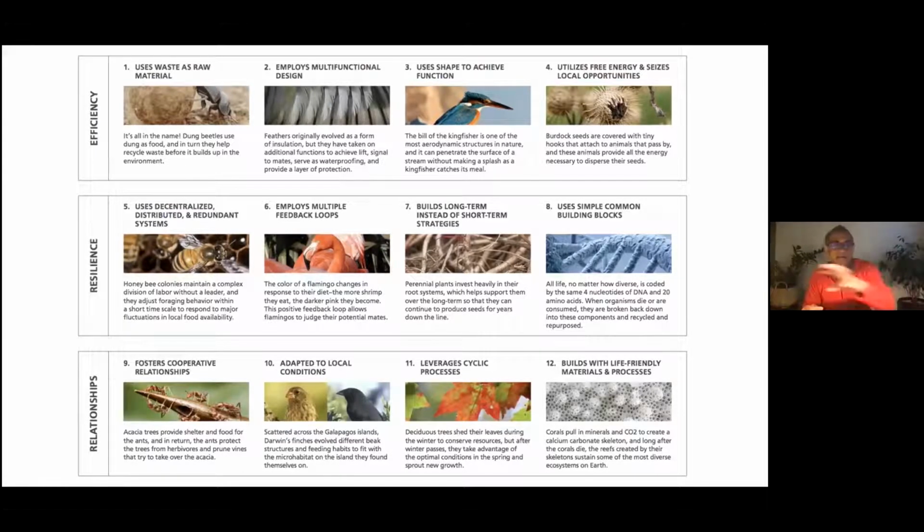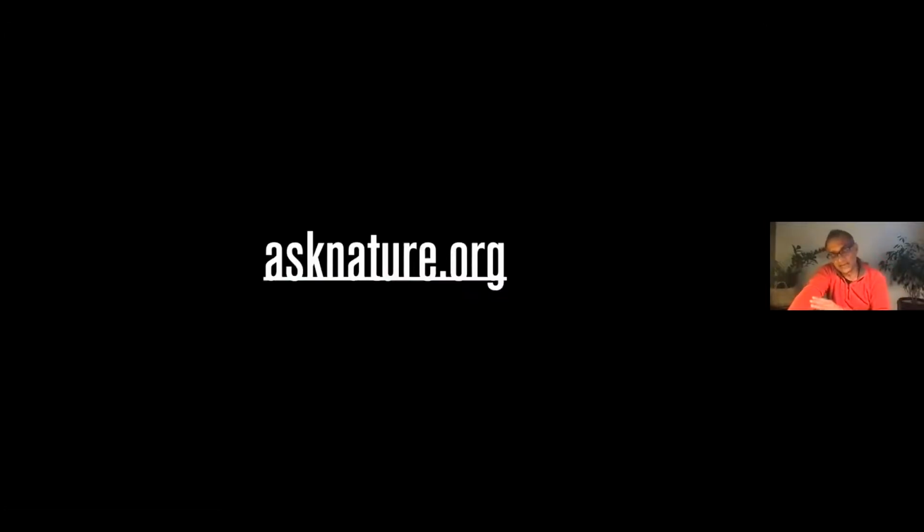So you can see several examples organized by these 10 principles, or 12 principles, and 3 categories. So we can learn from nature in terms of these principles and apply them as design guides. But where do we search for these examples? The Biomimicry Institute has put together this amazing resource called asknature.org.